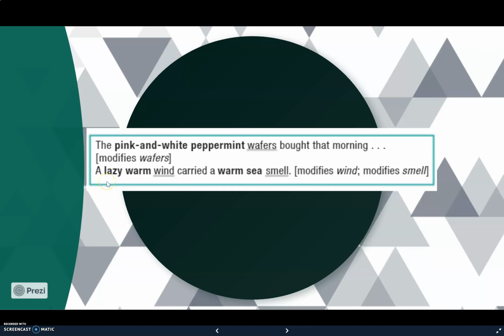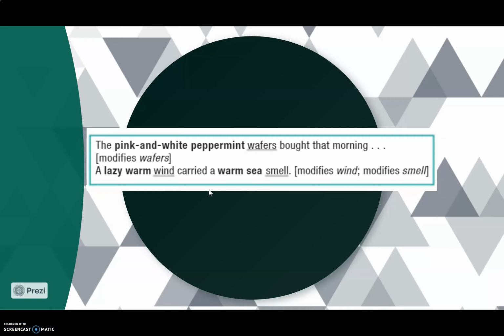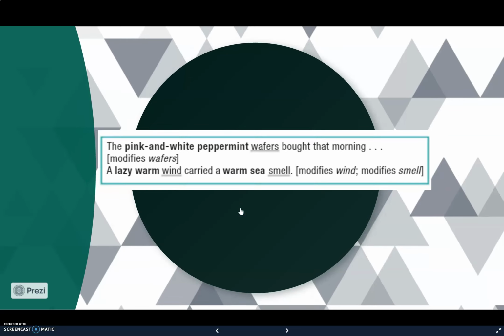The second example: a lazy warm wind carried a warm sea smell. The nouns here in this sentence are wind and smell. And we have adjectival phrases like lazy, warm, and warm sea. The function of these adjectival phrases is to modify and describe the nouns in the sentence.